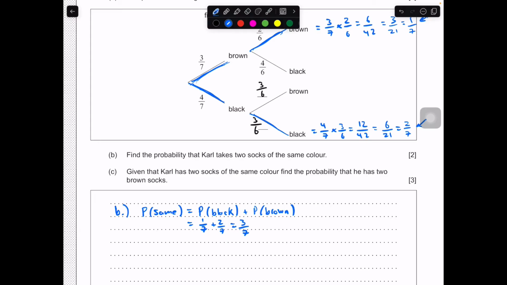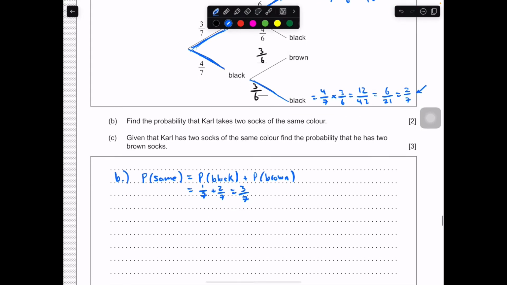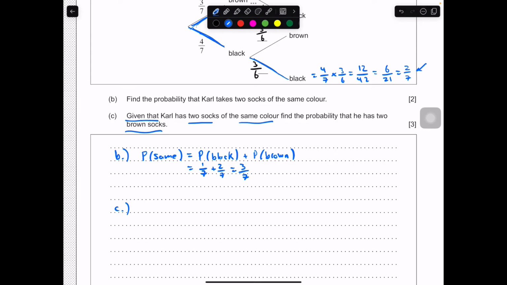Alright, part C. Given that Carl has two socks of the same color, find the probability that he has two brown socks. So given that, we're in the realm of conditional probability. In our formula booklet, we have a formula for conditional probability, and it looks like this: P(A given B) is equal to P(A and B) over P(B).